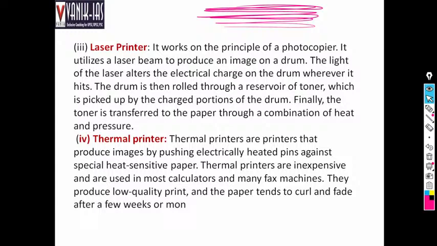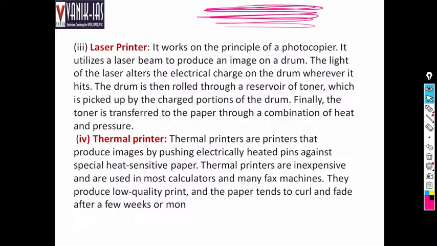Then thermal printers produce images by pushing electrochemically heated pins against heat sensitive paper. Thermal printers are inexpensive and used in most calculators and in many fax machines. They produce low quality print. The paper tends to curl and fade after a few weeks or months.